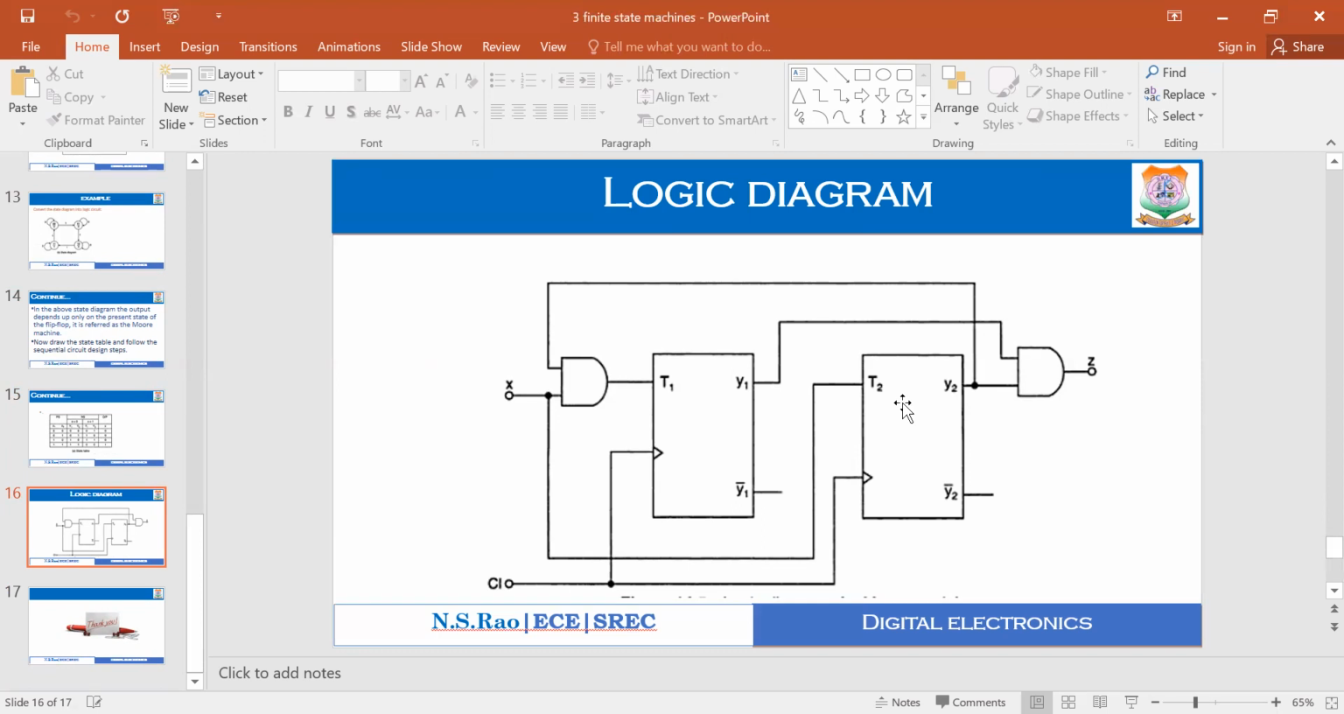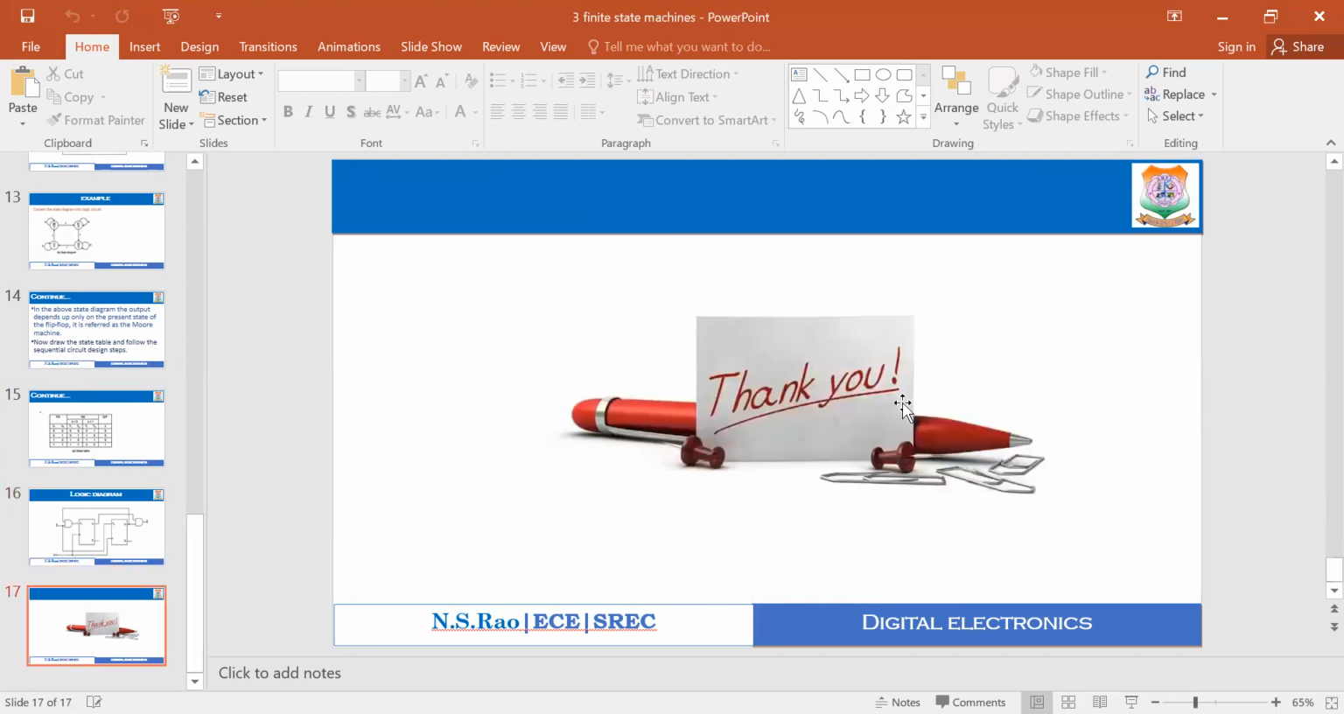Thank you very much. So this is only the overview of finite state machines, the Mealy machine and the Moore machine. Thank you.